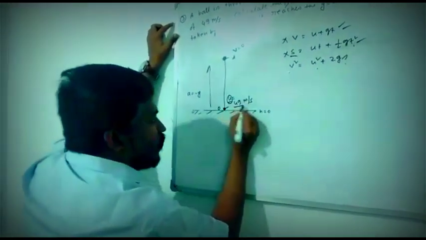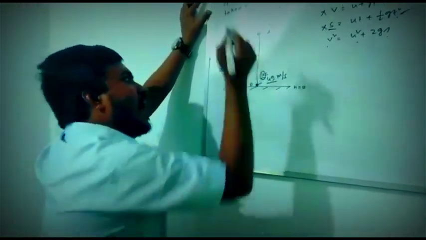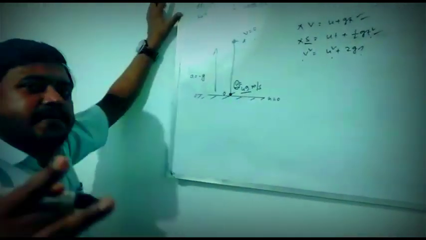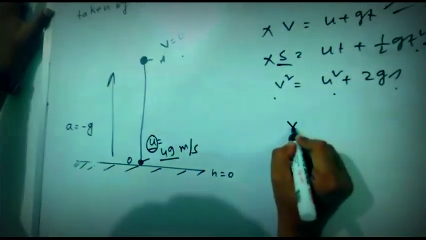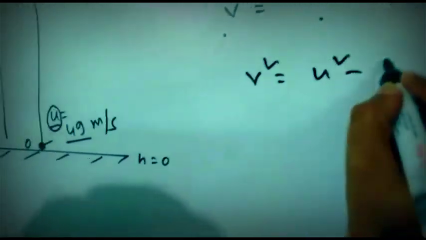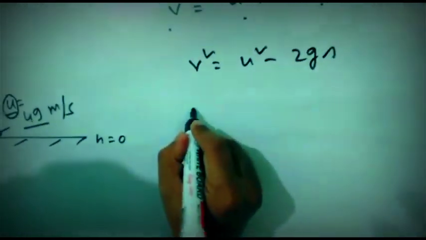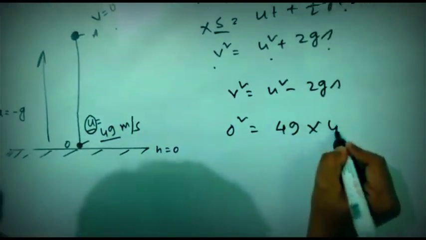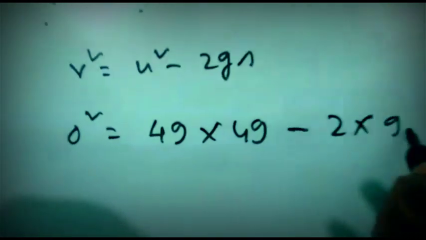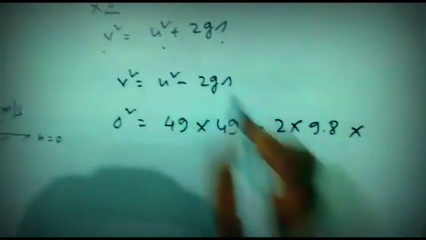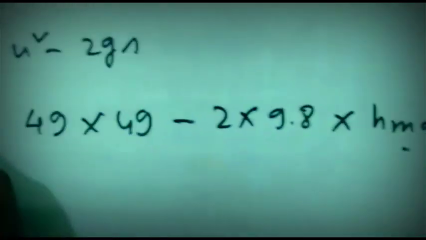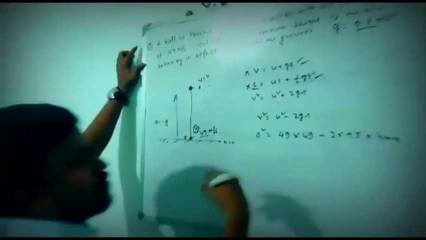The known parameter is 49 meter per second, that is the initial velocity, and you know the final velocity will be 0, because our situation is to find the maximum height attained by the body. Since the body is thrown against gravity, you can use V square equal to U square minus 2GS. So V equal to 0, square equal to 0, U equal to 49, so 49 into 49 minus 2G, G equal to 9.8, and S equal to H max, the maximum height.